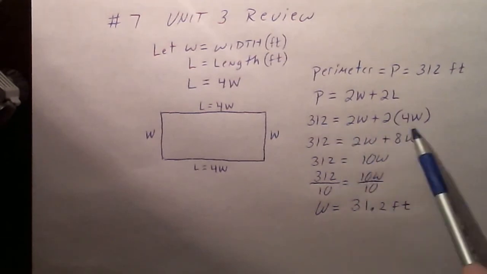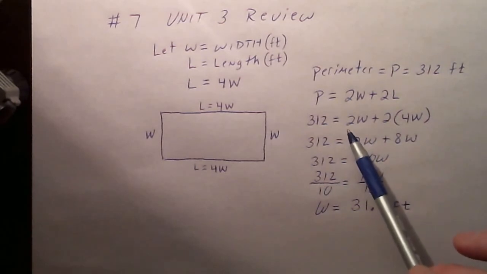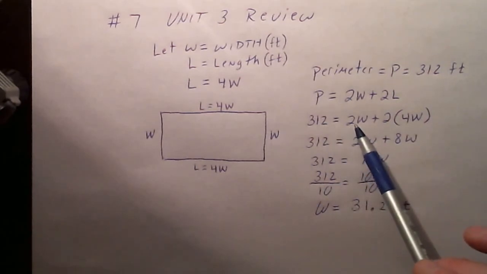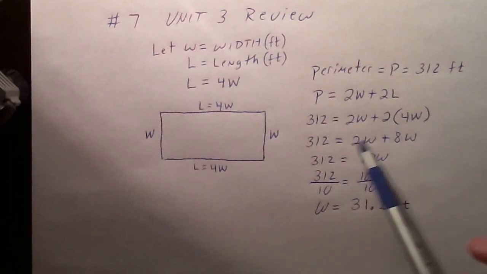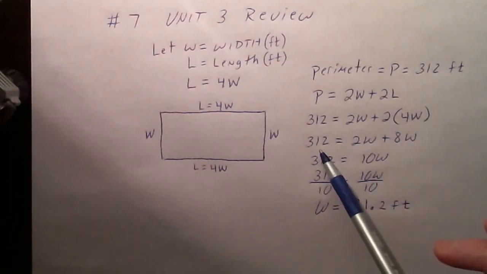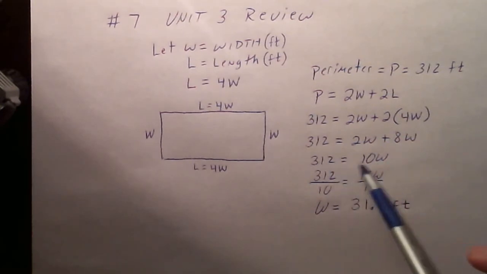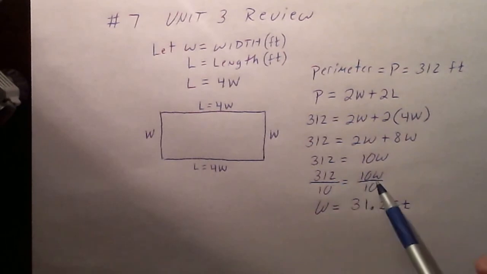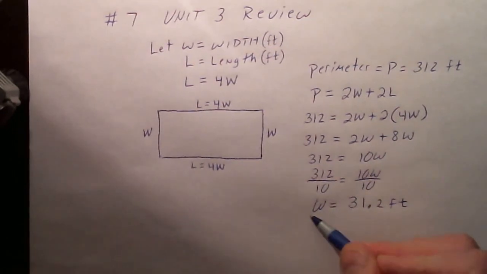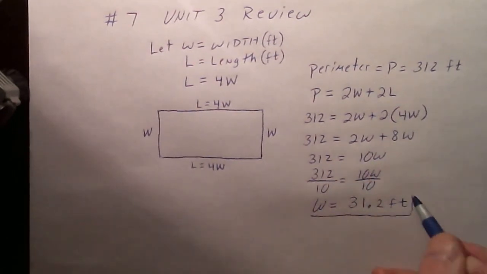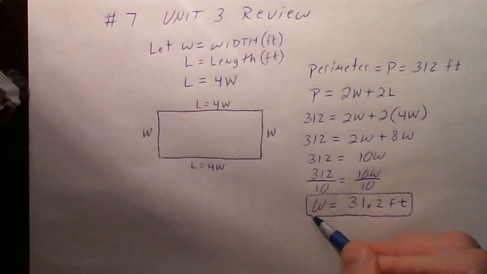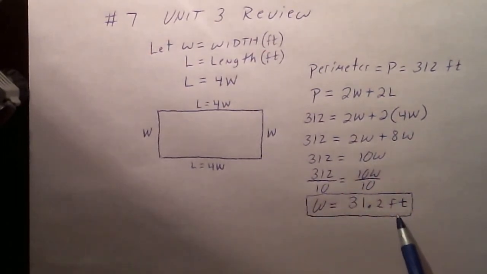Therefore, we now have one equation and one variable which we can then solve for. So 312 is equal to 2W plus 2 times 4W, or 312 is equal to 2W plus 8W. 2W plus 8W is 10W. Dividing both sides of this equation by 10, we get the width of our rectangular enclosure is 31.2 feet. And this would be your answer. They want your answer rounded off to 1 decimal place. That would be the required width of the rectangular enclosure.